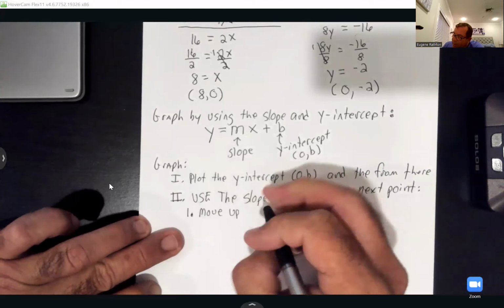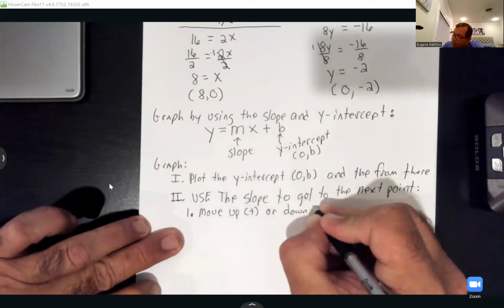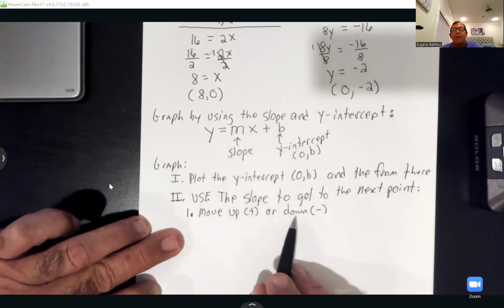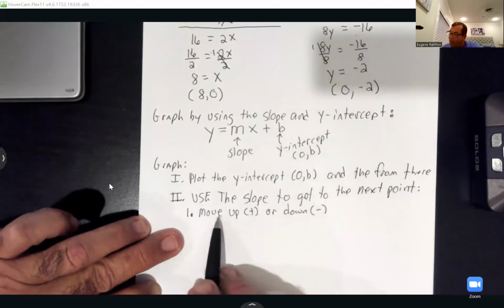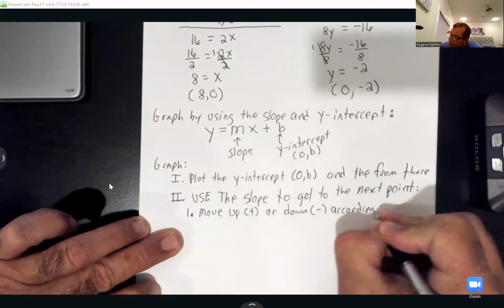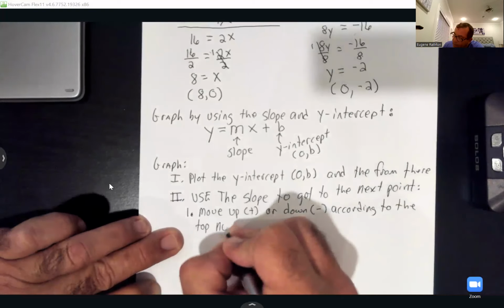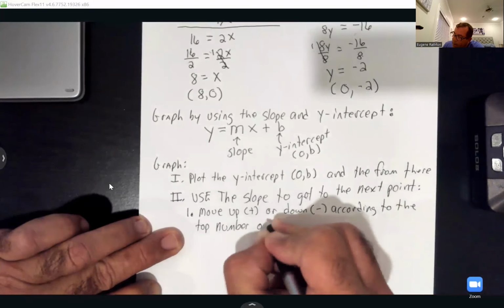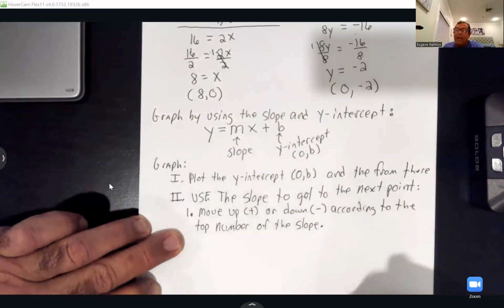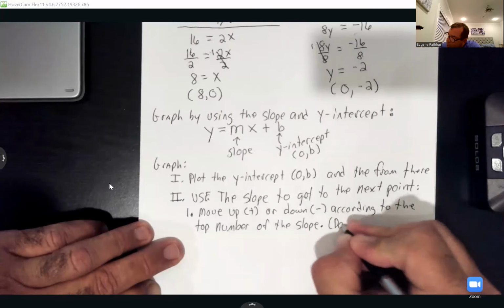move up or down. So if it's positive, I'm going to move up. If it's negative, I'm going to move down. I'm going to move up or down according to the top number of the slope. Now, I'm not putting my point in, so don't put a point yet.